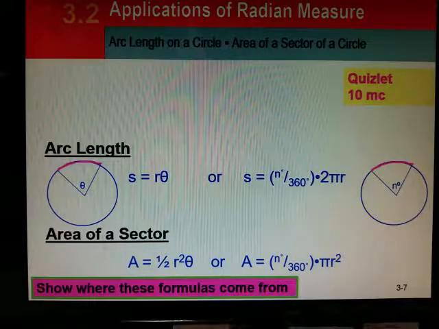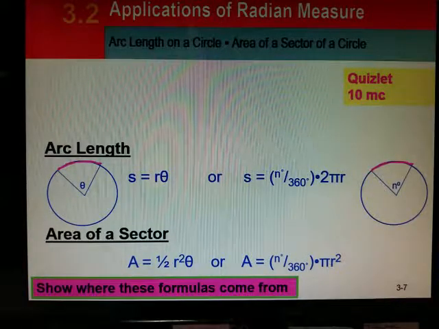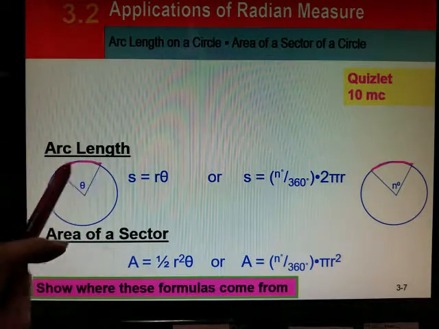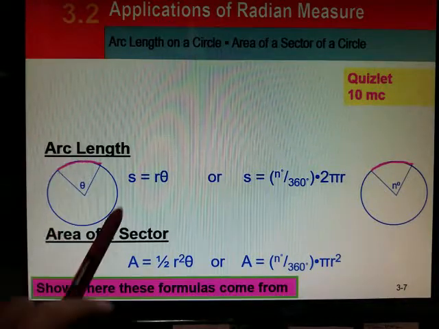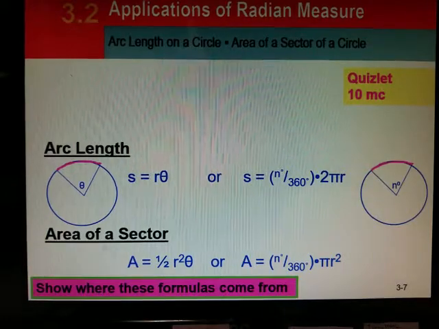All right, in trig lesson chapter 3, section 2, applications of the radian measure, today we're going to talk about the arc length on a circle and the area of a sector of a circle. The arc length is the length around the circle from this radius to that radius. If we go all the way around, that's called the circumference, but we're only going to do part of it, so it's called an arc length.